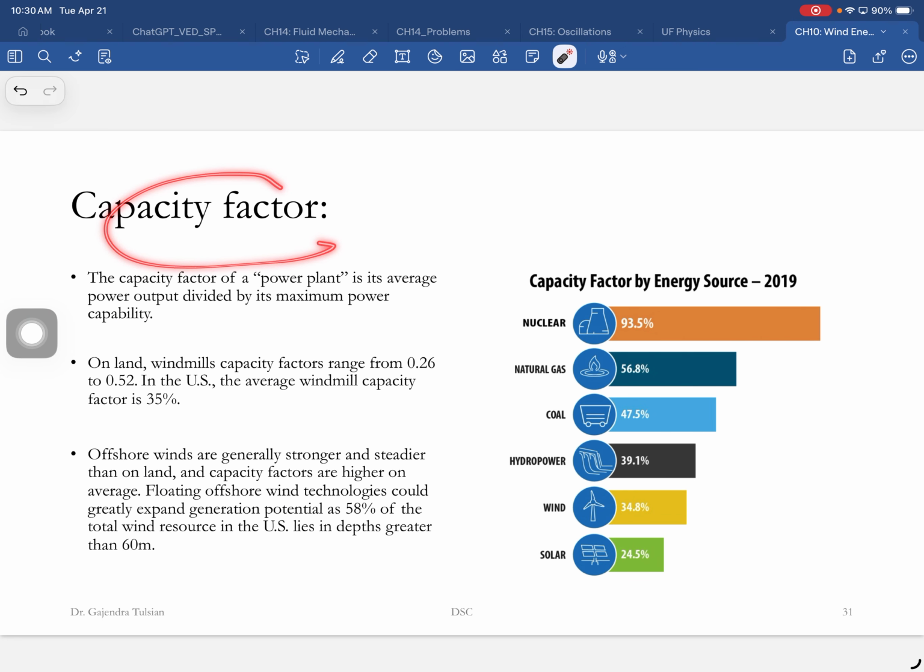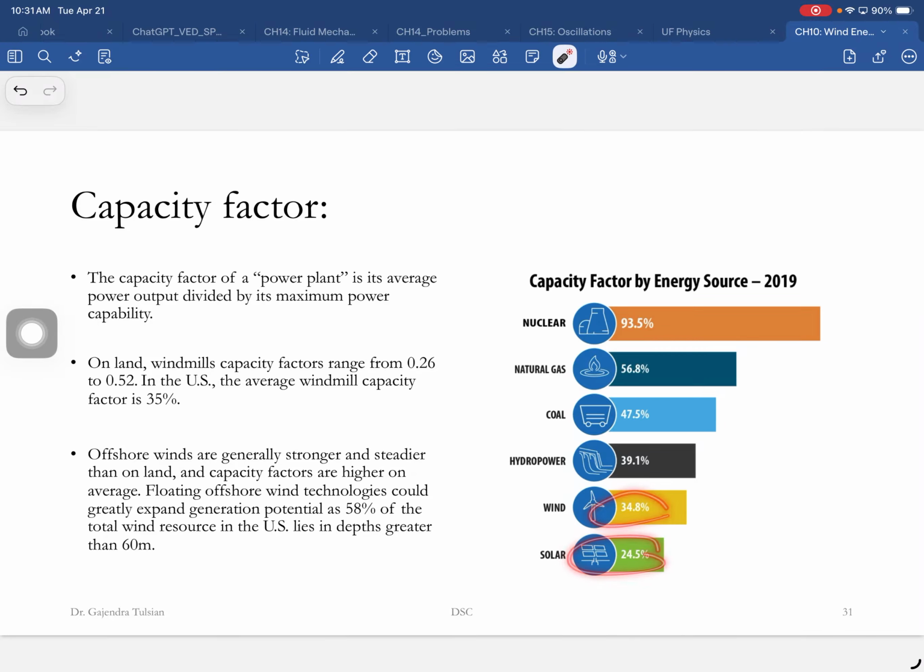Capacity factor. How long is your $5 billion invested in the power plant working? A nuclear power plant works 95% of the time. Natural gas works, on average, 50 to 55% of the time. Coal, 50%. A windmill works 35% of the time. Why is it only working 35% of the time? Because it's not always windy. Whenever the wind is not blowing, it's not blowing. And solar works about 25% of the time.